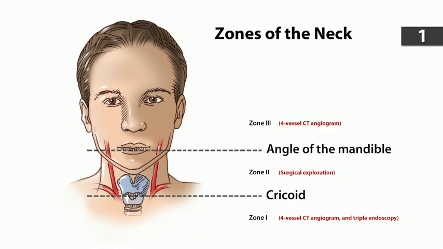Zone 2 goes from the cricoid cartilage to the angle of the jaw, the angle of the mandible. You evaluate with surgical exploration just because you can, because Zone 2 is most exposed and the easiest to get to. And then Zone 3 goes from the angle of the jaw to the base of the skull, and you evaluate with the 4-vessel CT angio.